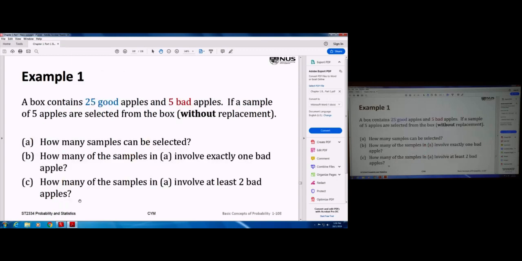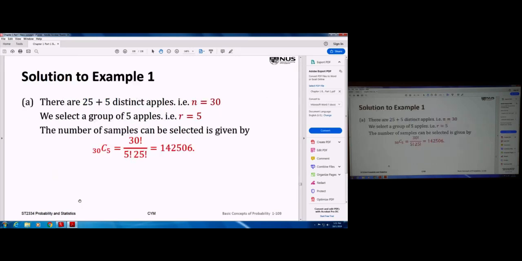Okay, so we're almost finished. So let's just look at some examples and then we will break. So this is one example actually. You have 25 good apples and you have 5 bad apples, and you take a sample of 5 without replacement. So I have my box of apples, I take out 5 apples. Now we are answering 3 questions. How many samples can you select? How many of the samples in A involve exactly 1 bad apple? And how many of the samples in A include at least 2 bad apples? Okay, let's have a look.